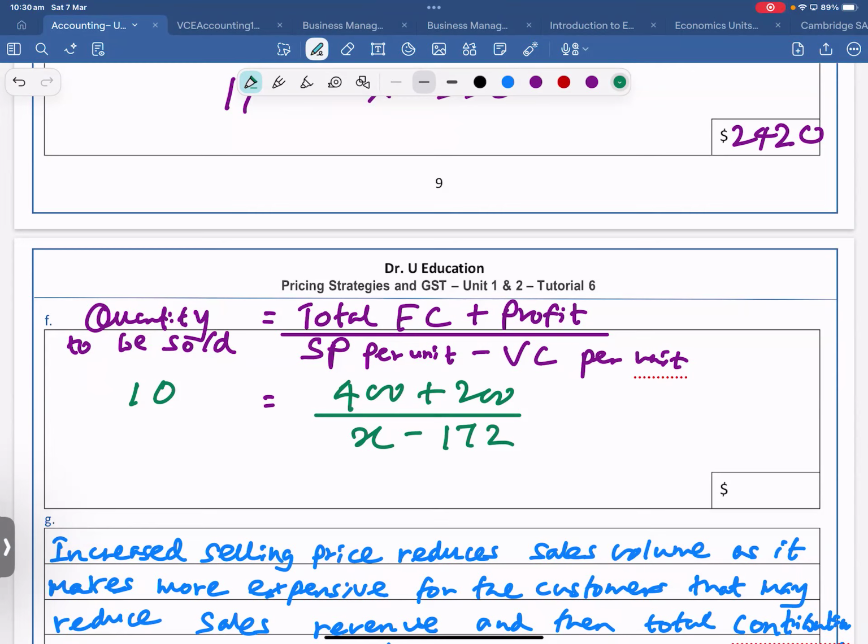232. Is 232 the answer? No. Why not? It's the selling price plus GST. Yes, plus GST, that means it's 255.2. So this one we cross multiply.